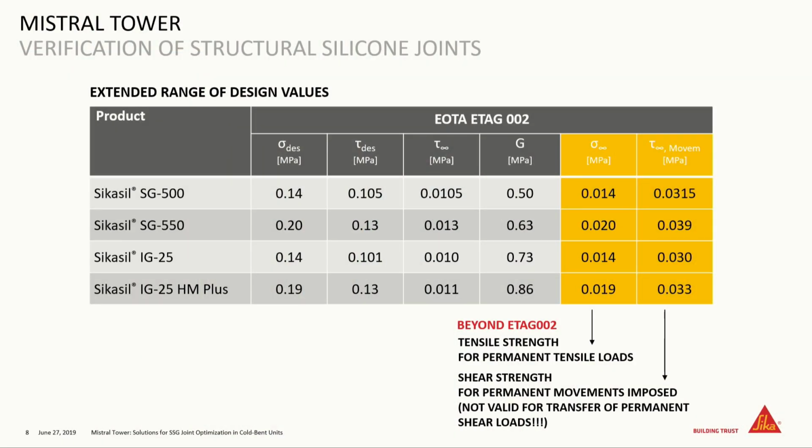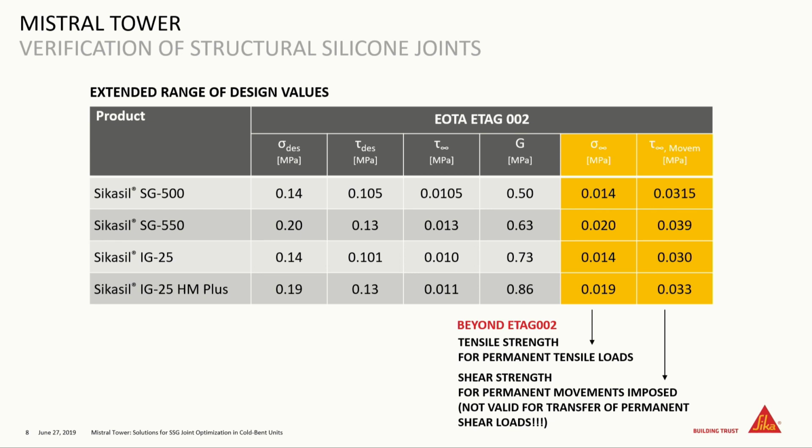Then we realized that for the materials themselves, the stresses we can consider based on standards are not enough. Because considering the European standard, the ETAG, we have values for our products: design strength, design shear, permanent shear, the modulus. But what is missing is permanent tensile, and also a design value which gives us more freedom for considering this cold bending in a better way.